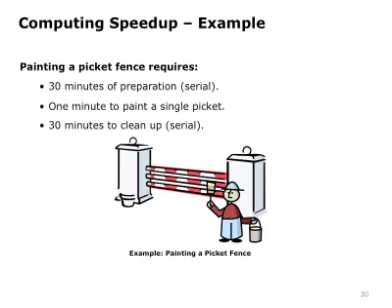We have an example that shows you how to compute the speedup. Let's say we are doing this work. We're painting a picket fence, which requires 30 minutes of preparation, and that's a serial task you cannot optimize. And you need 1 minute to paint a single picket, and you need another 30 minutes to clean up, which is again a serial task you cannot optimize.